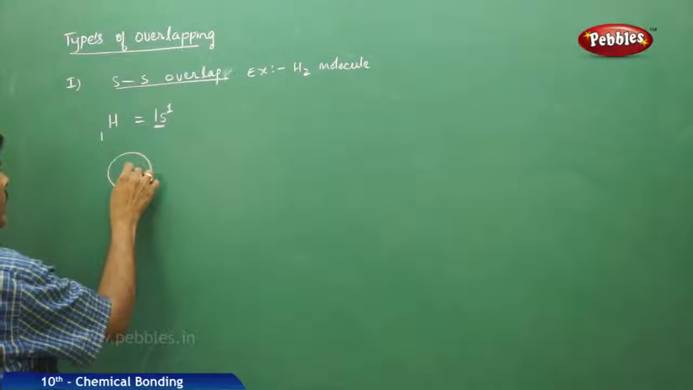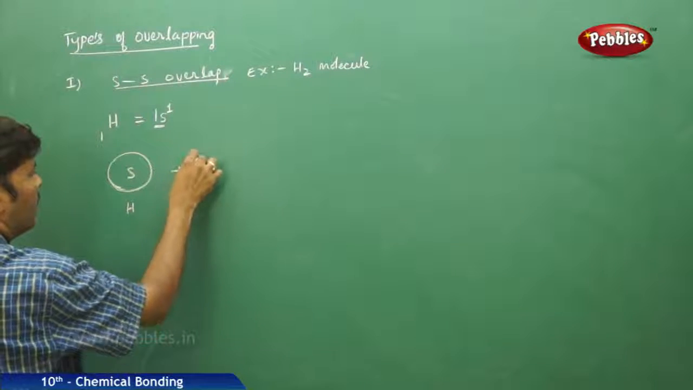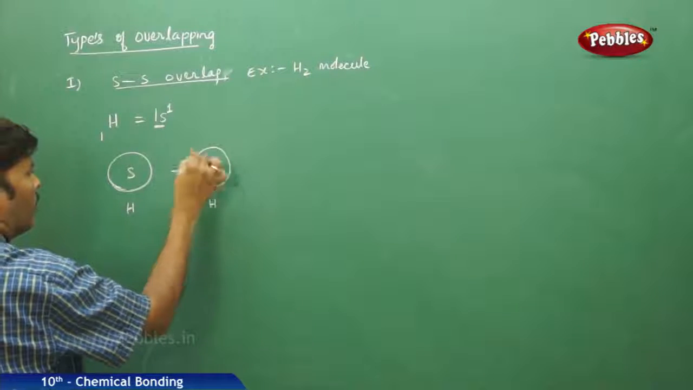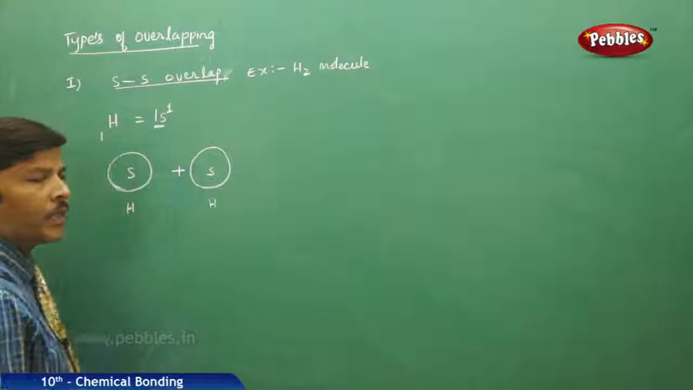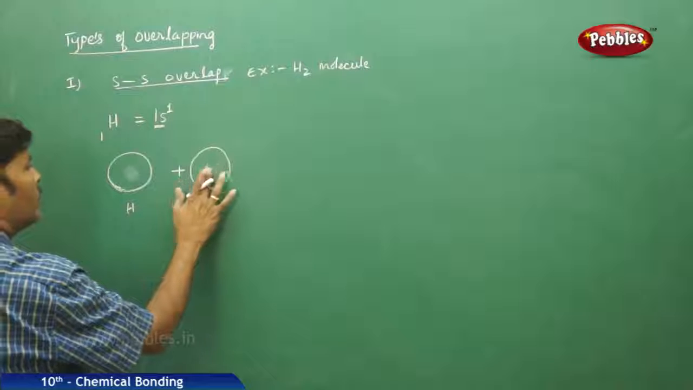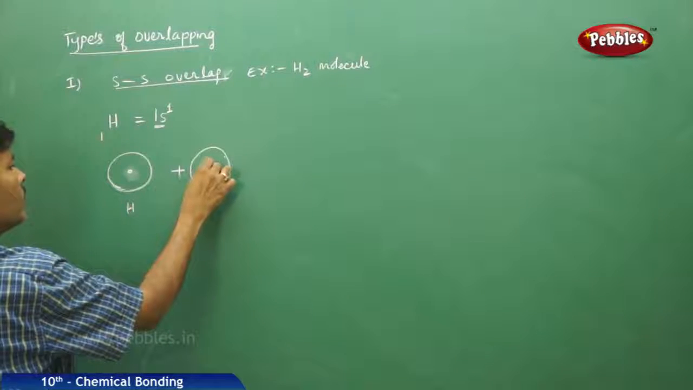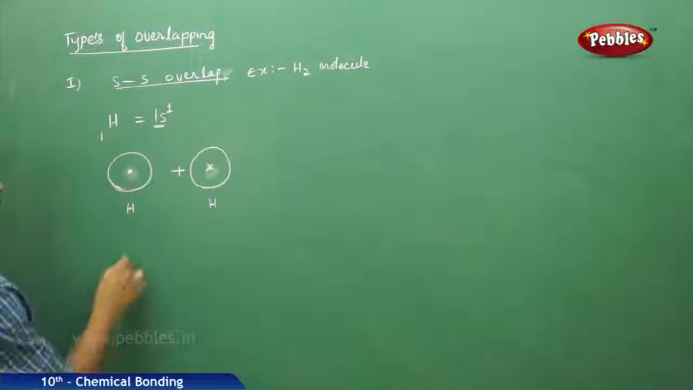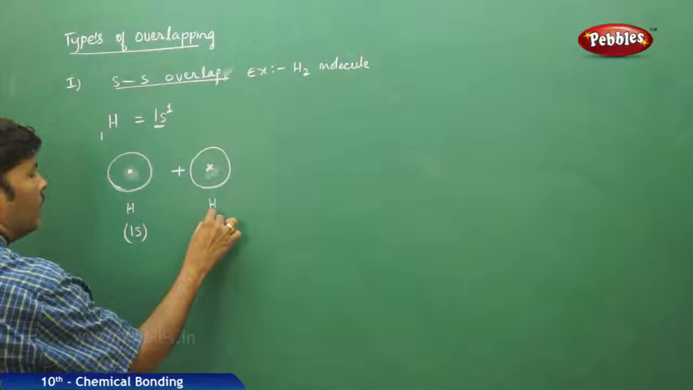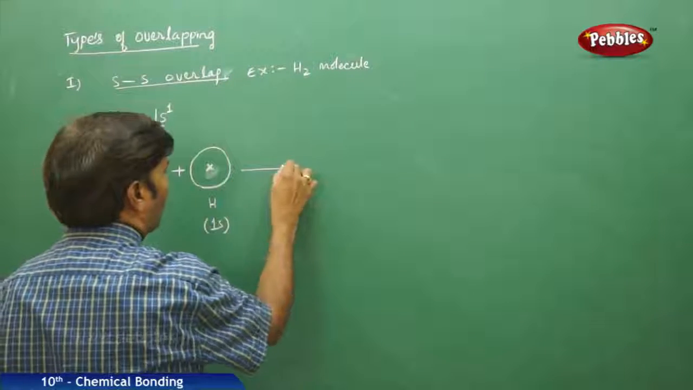First s atomic orbital of hydrogen and second s atomic orbital of hydrogen, or else you can just take two spherical shaped structures of hydrogen and place one electron over here and one electron over here. Both are spherically shaped, the first 1s orbital of hydrogen and the second 1s orbital of hydrogen. Both of them are trying to overlap.